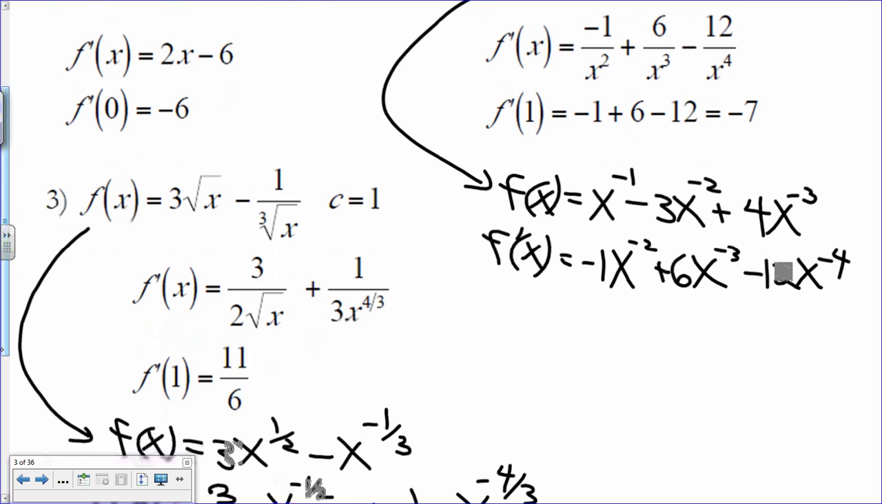Move this up a little. So now we can follow the rule. You bring down the exponent, so that's negative 1. You write x, and subtract 1 from the exponent. So you get negative 1x to negative 2. For the next term, we have 6x to the negative 3.